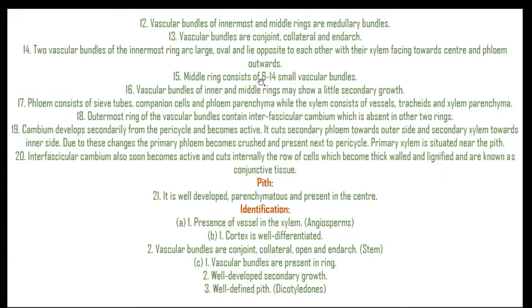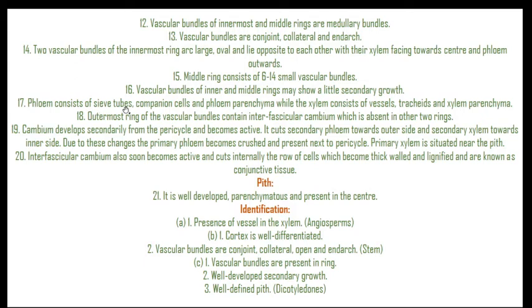Then the middle ring consists of 6 to 14 small vascular bundles. These vascular bundles of the inner and middle rings may show little secondary growth. So these vascular bundles which are present in the middle ring or outer ring have secondary growths.